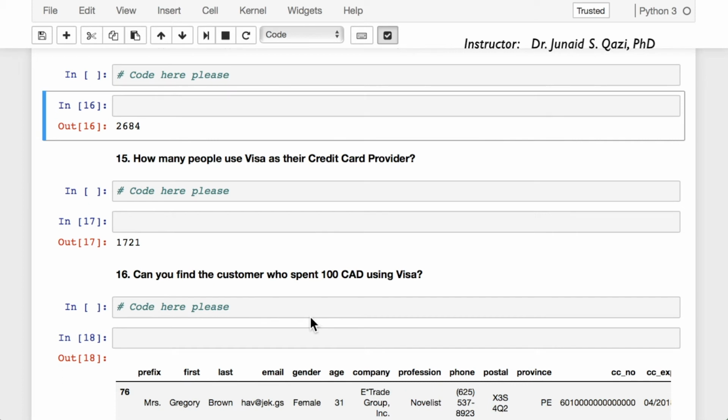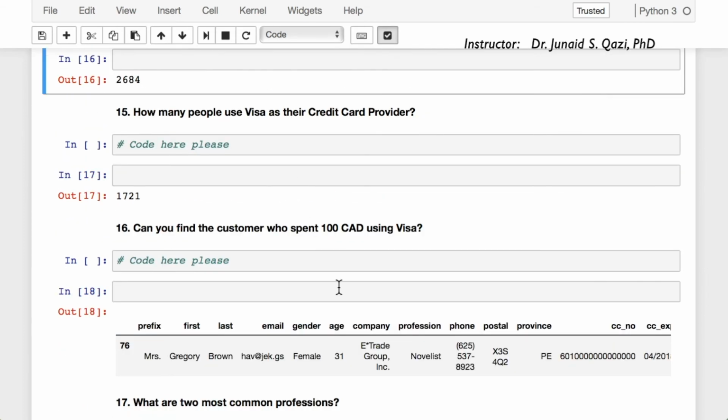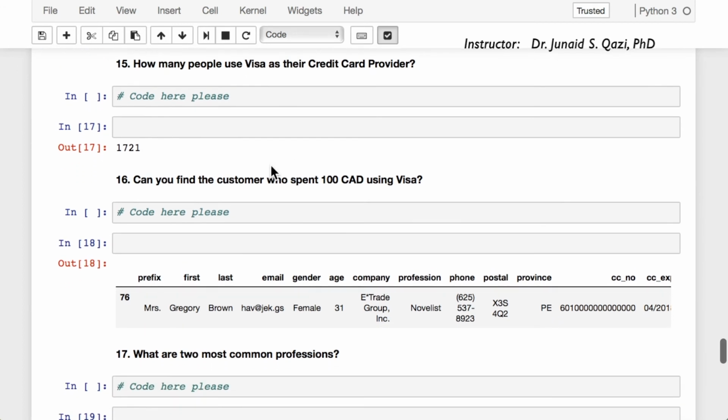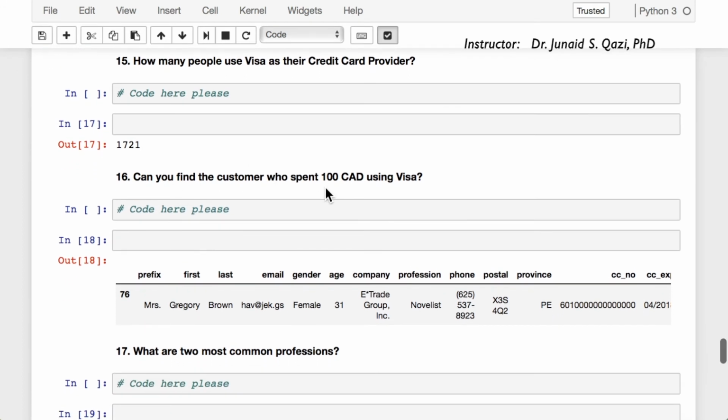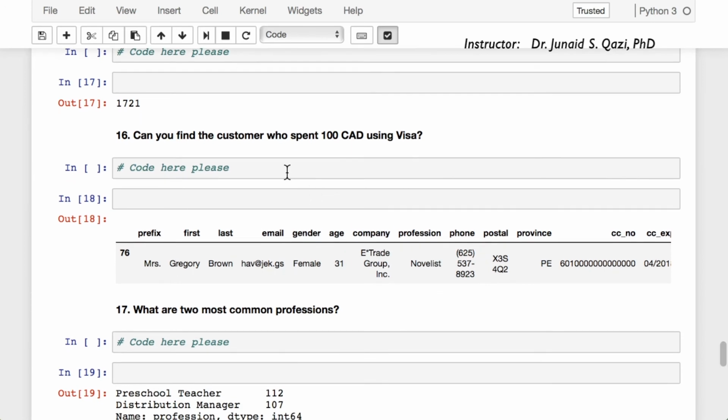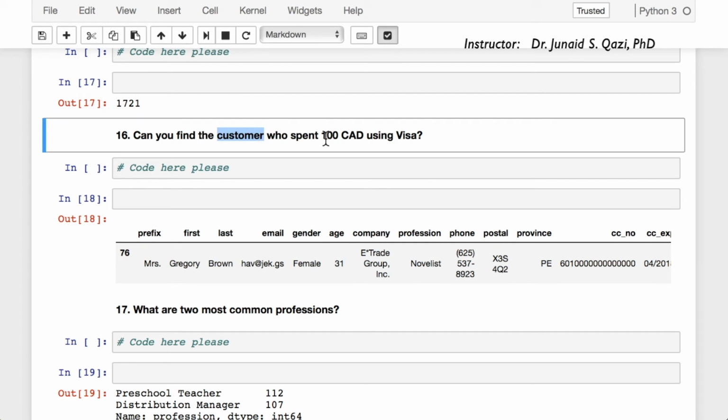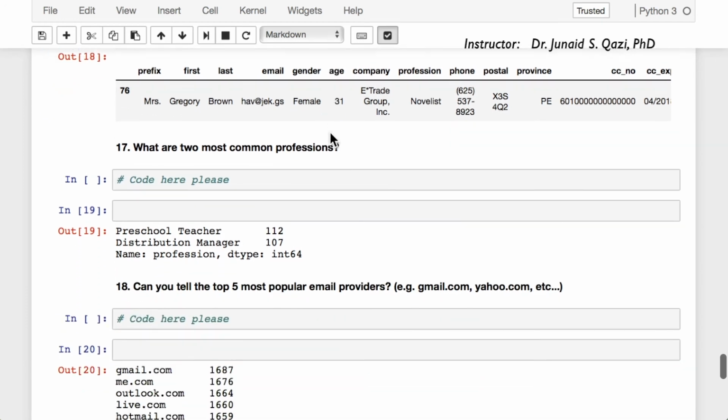So question 15, how many customers use Visa as their credit card provider? So you have to find out the customers who are using a Visa credit card. You have to put the condition on the type of credit card again. Can you find the customer who spent 100 Canadian dollars using Visa? So this is the output. You need to get this output and find out the customer who is spending 100 Canadian dollars using Visa. So the condition is spending 100 Canadian dollars and card is Visa. These are 2 conditions that must be satisfied.